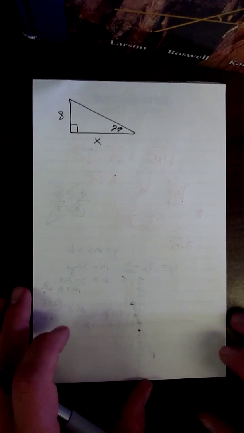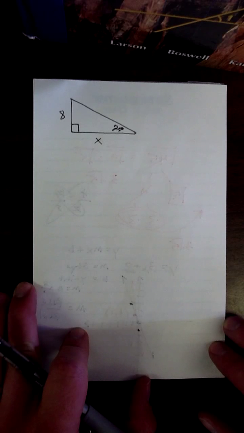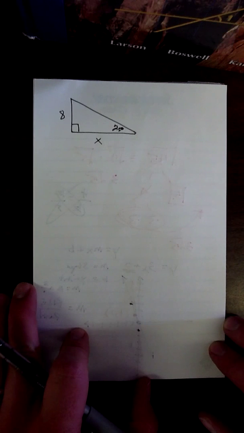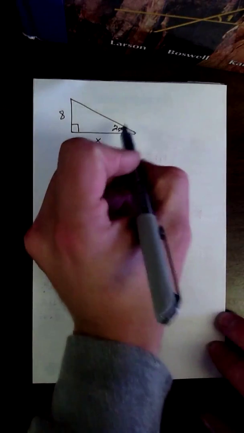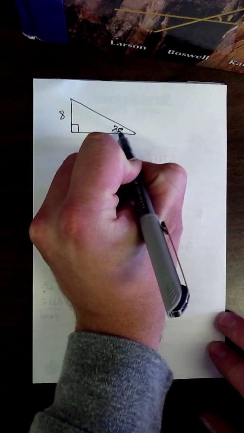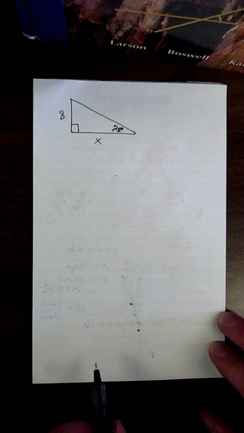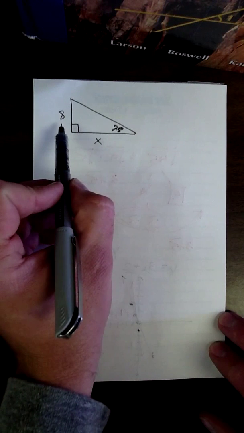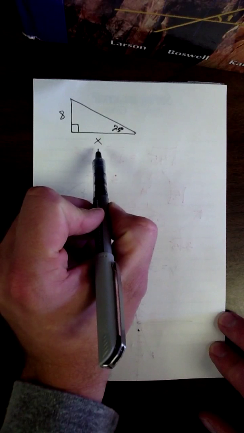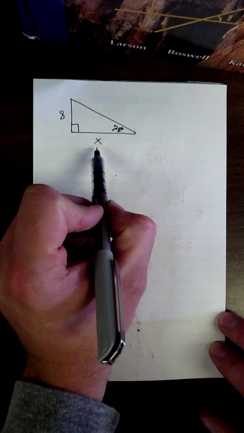The purpose of this video is to show you on a calculator how to solve for a missing leg using the tangent ratio. If you're having a hard time seeing, this angle right here is 25 degrees. This length is 8 and this leg of a right triangle is x.